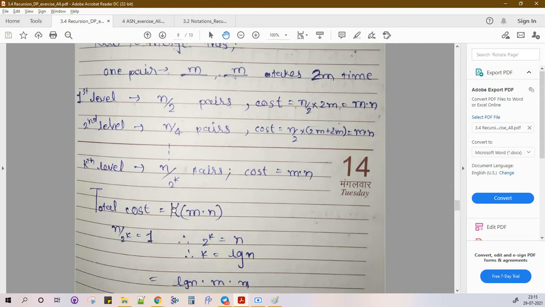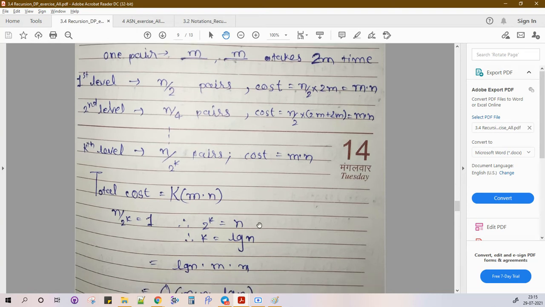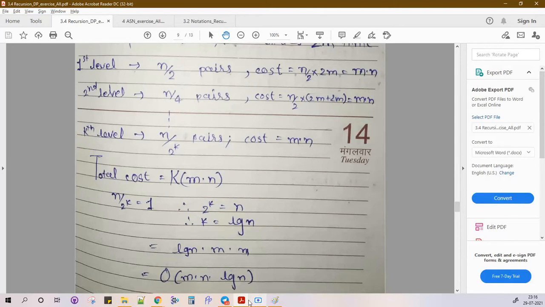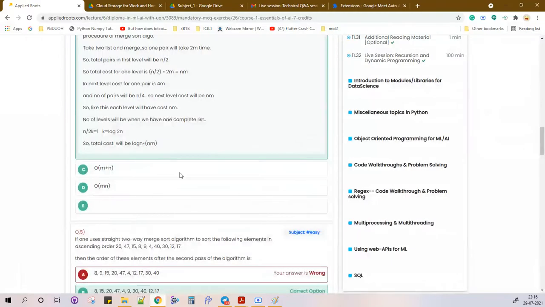Now I need to know what k is, and when I will stop. When I have just one array, there is nothing to merge. If I have two arrays, I can merge them, but if I have one array, whom will I merge? So n by 2 raised to k equals 1, 2 raised to k equals n, so k is log n. If I put log n here, the answer would be m into n into log n, which is order of m n log n. Good question, right?